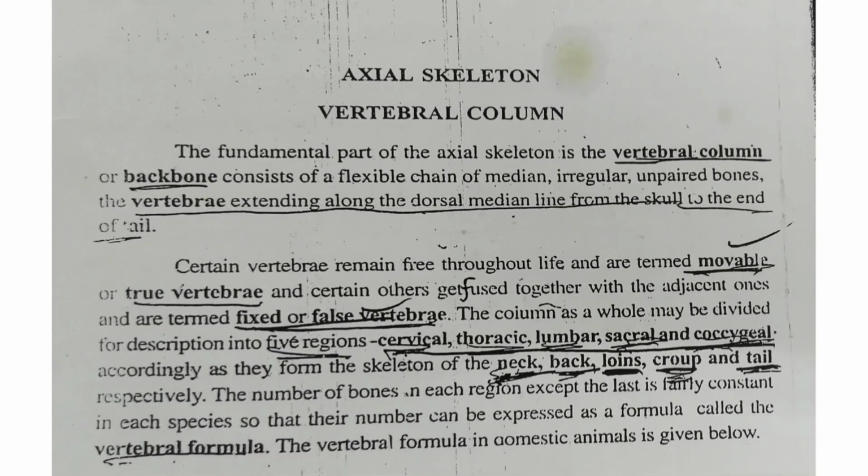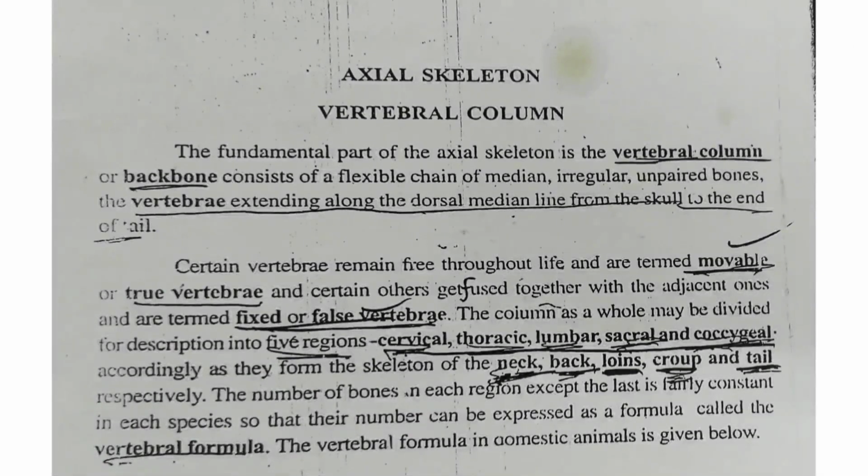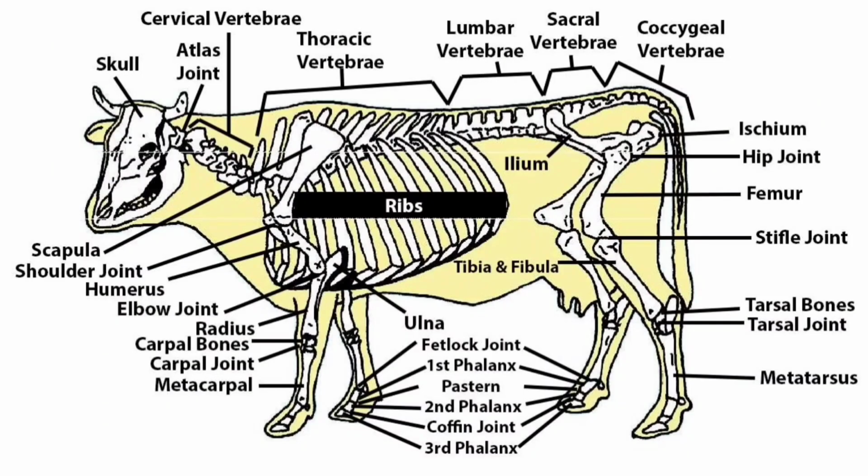If the vertebrae remain free throughout life and are in movement, such vertebrae are termed movable or true vertebrae. Those vertebrae which get fused with the adjacent vertebrae are termed fixed or false vertebrae. The whole vertebral column can be divided into 5 regions: cervical, thoracic, lumbar, sacral, and coccygeal. Accordingly, they form the skeleton of the neck region, back region, loin region, croup region, and the tail region.